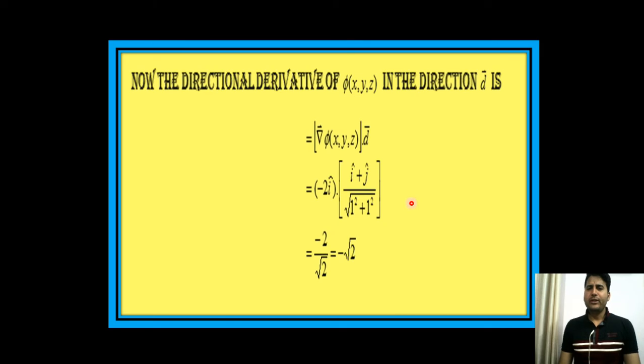I to i, j to j, k to k. This is the way of doing the dot product. So minus 2 into 1 is minus 2, j is not here, so 0 into 1 is 0. So finally I will get minus 2 over root 2, or we can say minus root 2. So this is the directional derivative for the given surface phi in the direction of d. It means this is the rate of change of phi in the direction of d. So this is how we will solve the problem based on directional derivative.